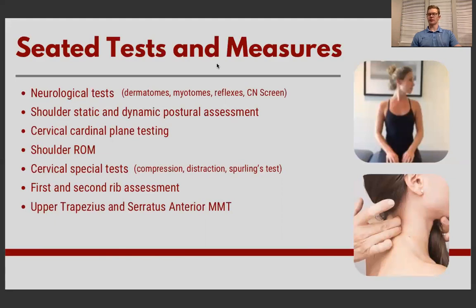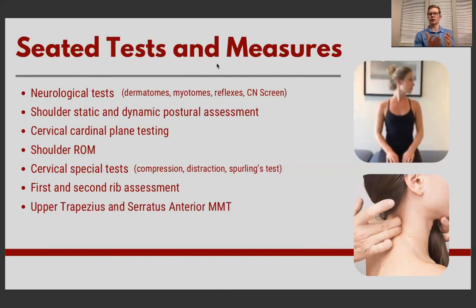Cervical cardinal plane testing. So that's going to be flexion, extension, rotation, and side bending. And what I look for there is quick patterns of recognition. So if someone, let's say, has limited cervical flexion, they have limited side bending to the right, limited opening to the right, I know that either something's going on with the closing on that right side or it's an opening issue on the left. So what are the facet joints doing or not doing that is limiting that range of motion?